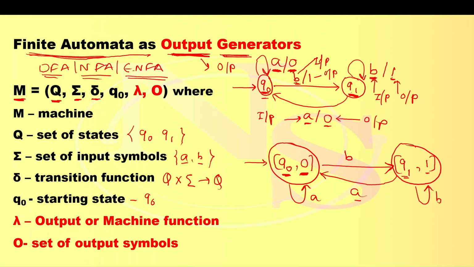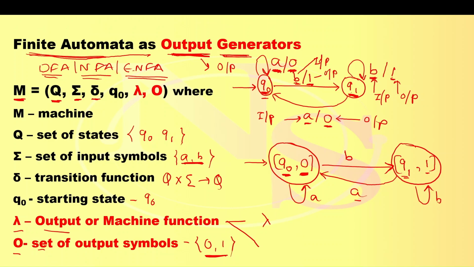Now there are two different terms. One is lambda, another is capital O. Lambda is the output or machine function and O is the set of output symbols. What are the output symbols here? For example, 1 is an output symbol, 0 is an output symbol, here also 0 and 1. So this O consists of, in this example, 0 and 1. 0 and 1 are the output symbols, A and B are the input symbols. Then how can the output or machine function be defined? This can be defined in two ways. The first way I will write here. It's the output function, where output is associated with input.